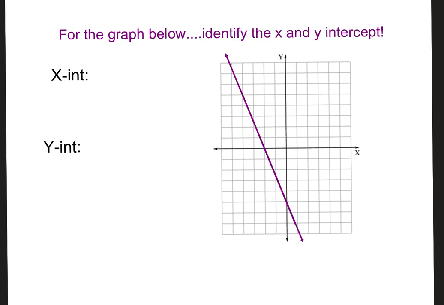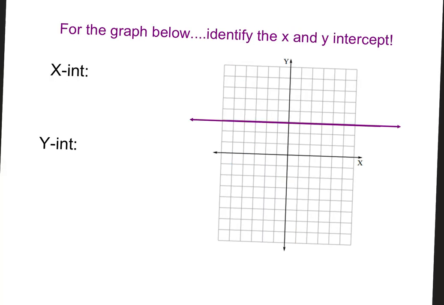So again, the x-intercept is where we cross the x-axis, and this is the coordinate x is -1, 2, y is 0. And then for our y-intercept, we're looking where we cross the y-axis, which is down here. So that's when x is 0 and y is -1, 2, 3, 4, 5.